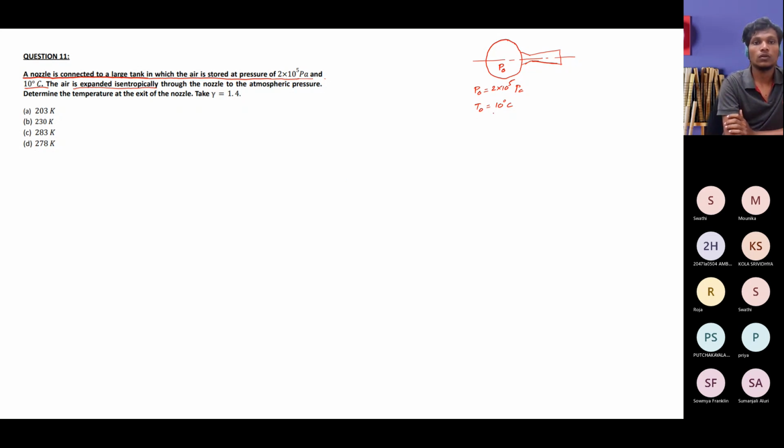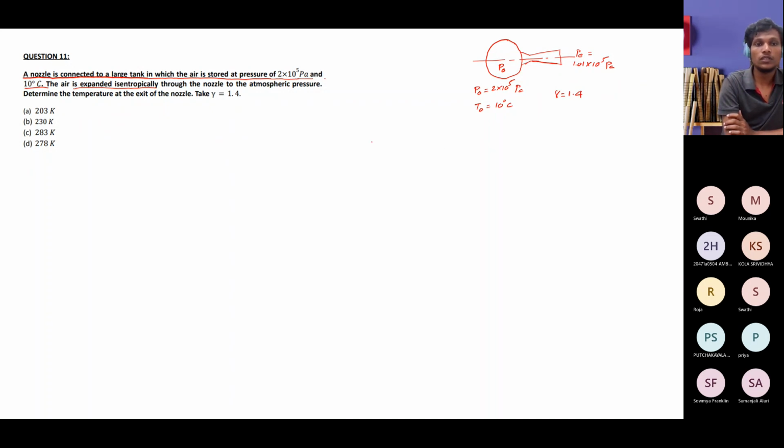So the T naught temperature inside this tank is 10 degrees Celsius and expanded isentropically. Note the condition that it is expanded isentropically, so we can use the nozzle relations with isentropic assumption, and then through the nozzle to atmosphere. This is given: the atmospheric pressure is 1.01 times 10 to the power 5 pascals. You can take it as atmospheric pressure. We generally say it is PE, that is P exit, and gamma is as usual given as 1.4.